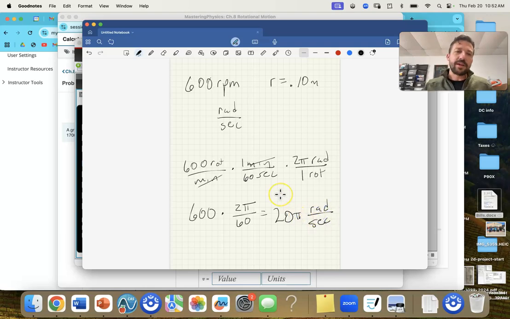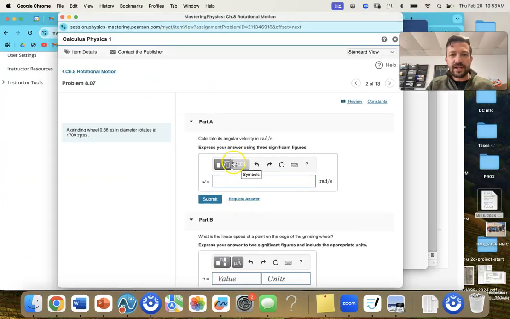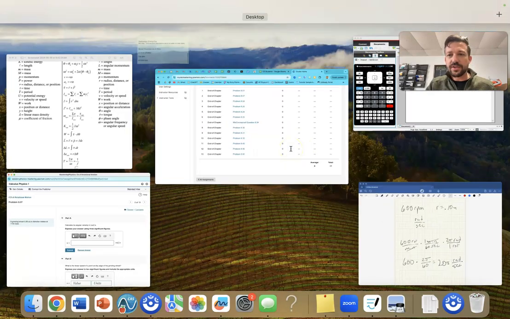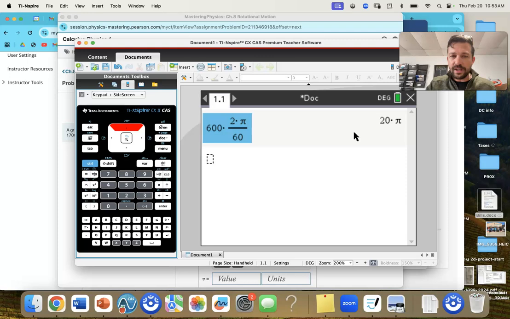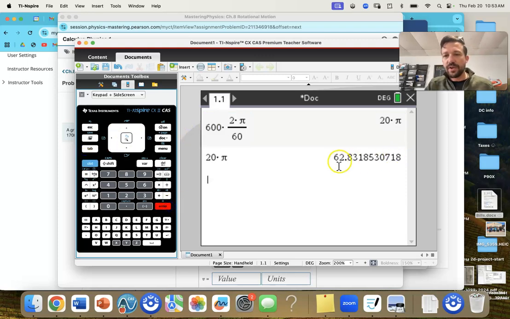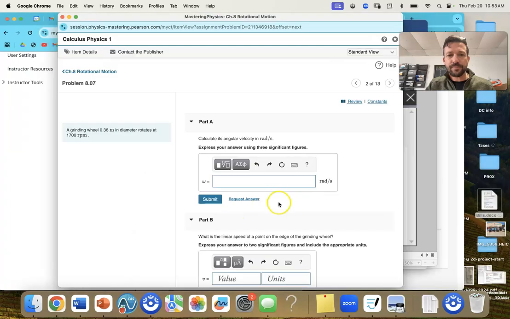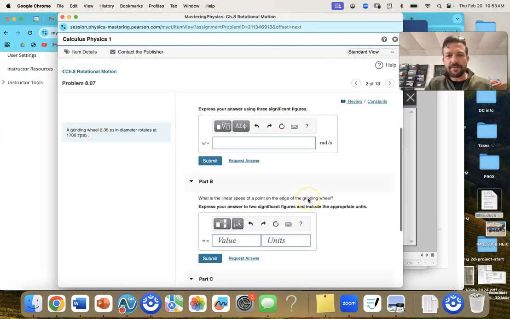And on here, they want it in 3 significant figures. So you're not going to want it in 20 pi. You're going to want it in a decimal. It said 3 significant figures, I think. That'd be 62.8 in this case, right? And yours, make sure you do it with whatever numbers you have.